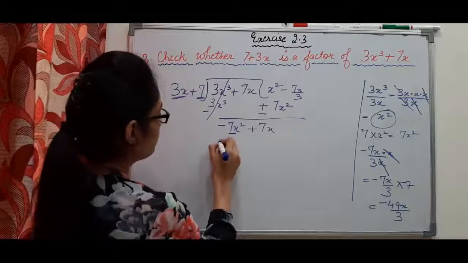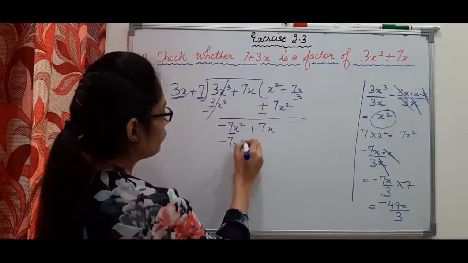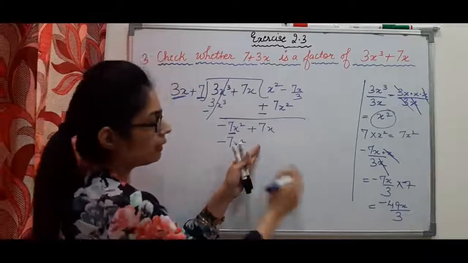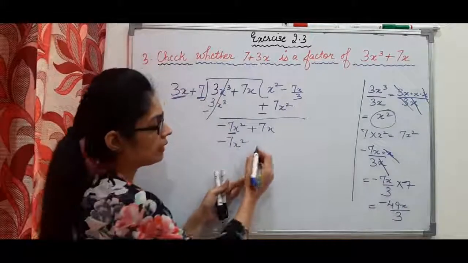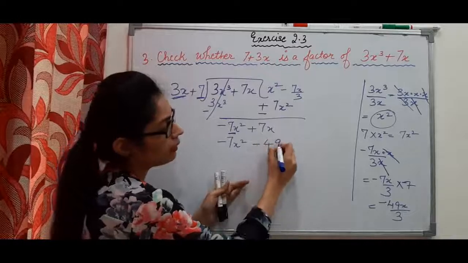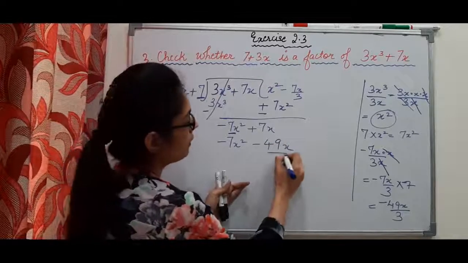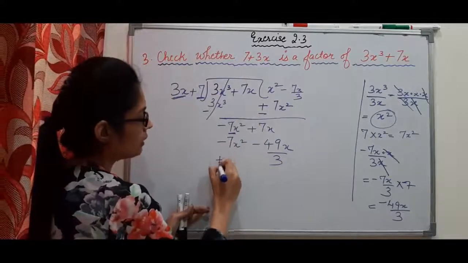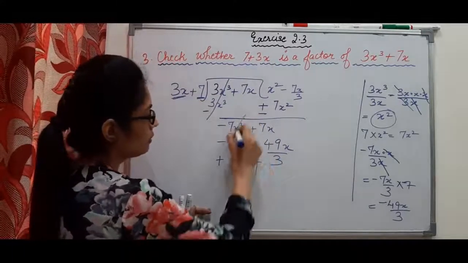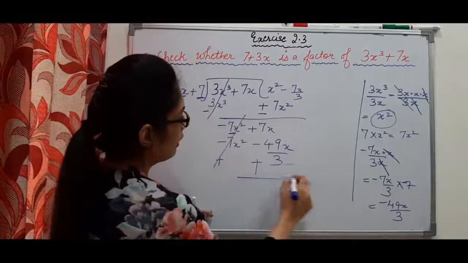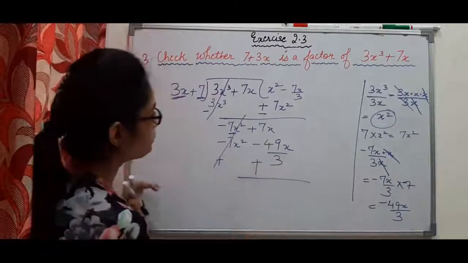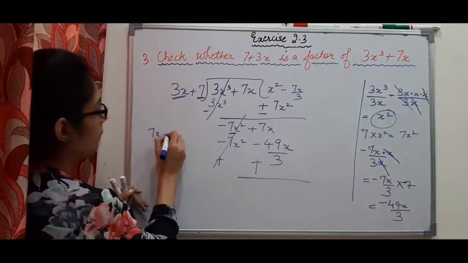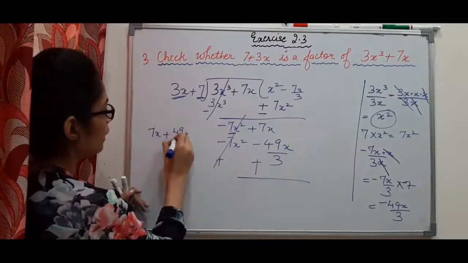So the first term, same term I have to write with the same sign, and I can see 7x and this are both like terms. So here I can write minus 49x upon 3. Now change of signs, minus will be changed into plus, minus will be changed into plus. These two terms will get cancelled, and this we can do. This is 7x plus 49x by 3.